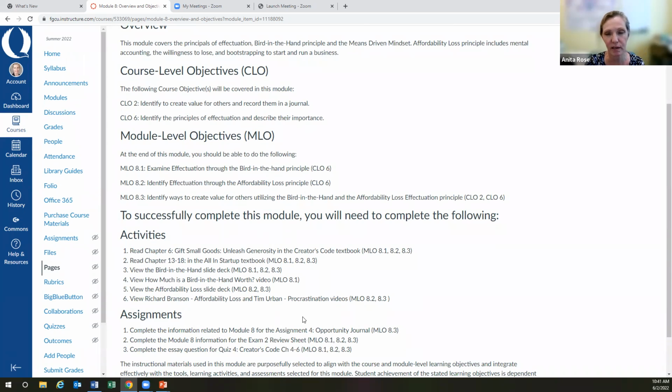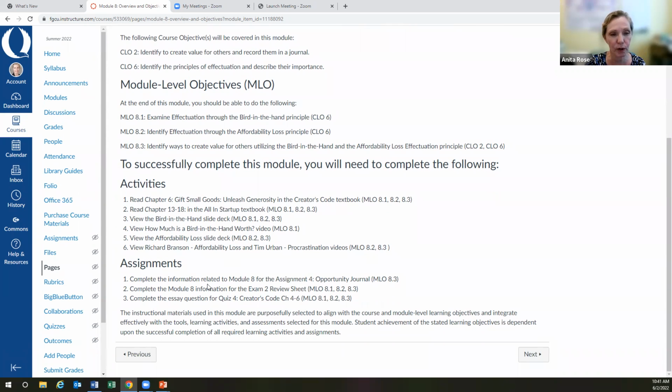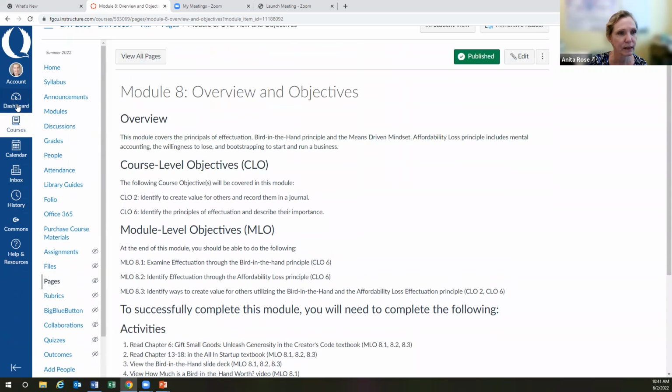We have our activities that we'll be going through today. Also, here are the assignments, and I'll briefly go over those as well. So let's go ahead and see where we are.